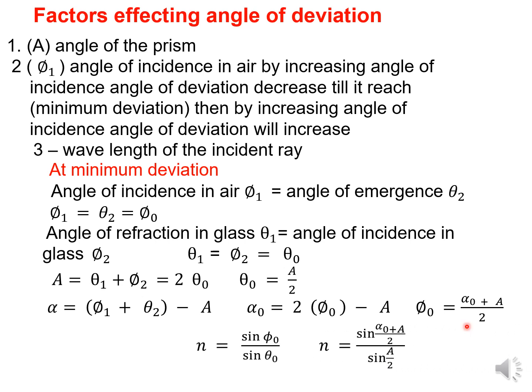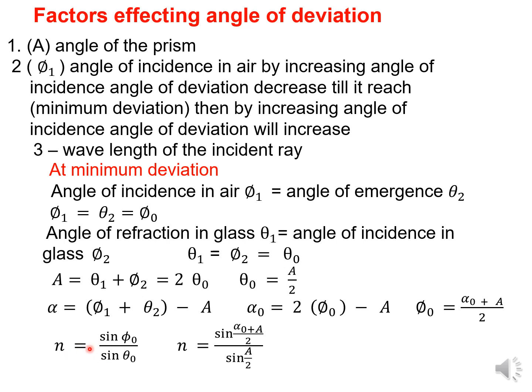But N, the refractive index, equals sine phi node divided by sine theta node. يبقى phi node equals alpha node plus A على 2، and theta node equals A على 2.